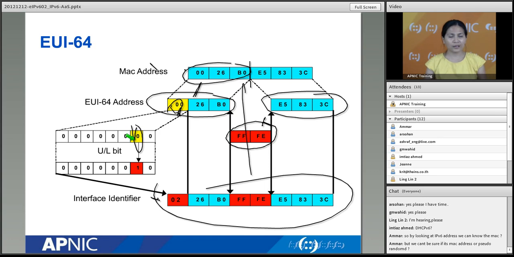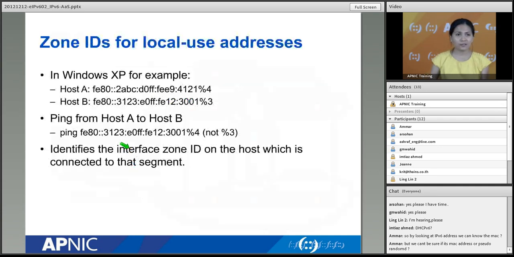Okay, I think I'm right. So it's set to 0 if it's unique, 1 if it's not unique. And then if that's the case, we basically just toggle between the two. So let's say if you're using spoofed addresses, then it's probably not unique, so set it to the other one. Questions? No questions now? Okay. So next one is zone ID.